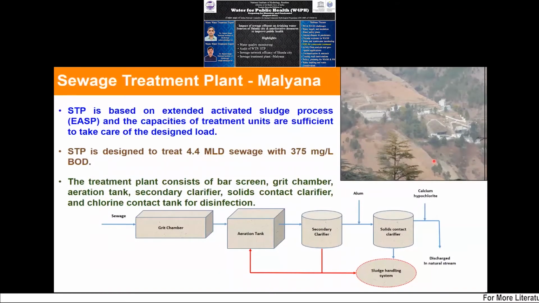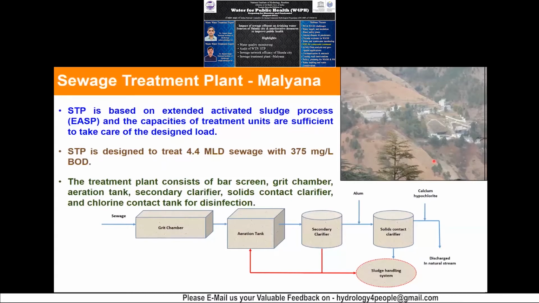I looked at the sewage treatment plant that was erected there, and it was based on the extended activated sludge process. This treatment plant was designed in a very good way, taking care of the fluctuations in the temperature of Shimla city. In the winter time, when the temperature is very low and the microbiological system efficiency goes down, the sewage treatment plant suppliers had given a solids contact clarifier so that through chemical treatment, the suspended solids as well as the BOD and COD can be reduced.